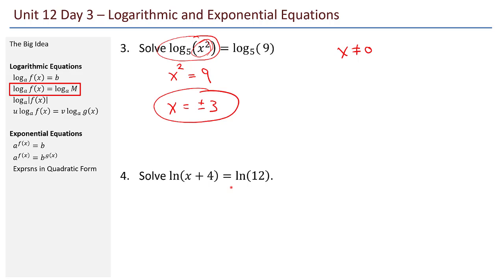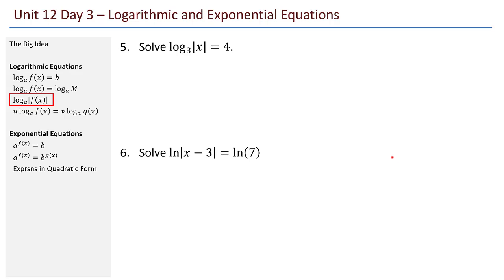All right, number 4. Let's solve this thing. Natural log of x plus 4 is natural log of 12. So this tells me x plus 4 equals 12. And solving for x, x equals 8. And just to be sure, if I plug in 8 for x, is that okay? It is, because it just turns that argument into 12.